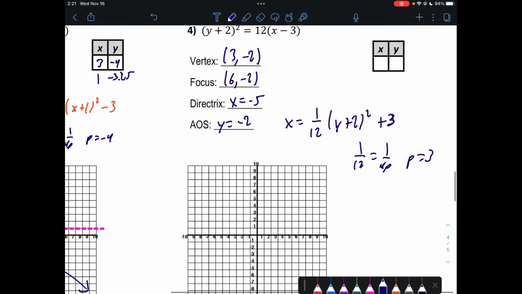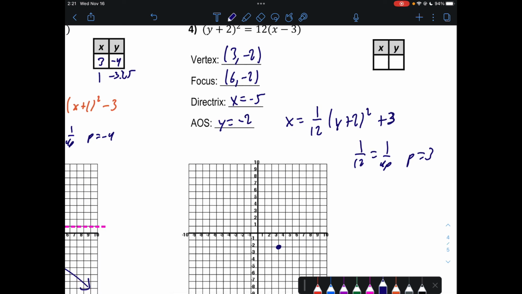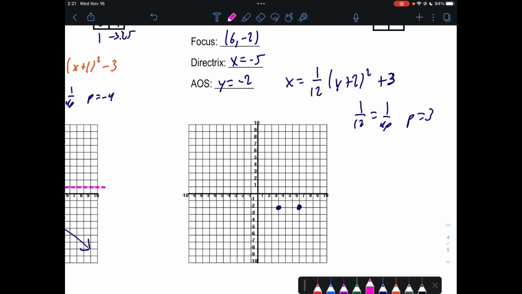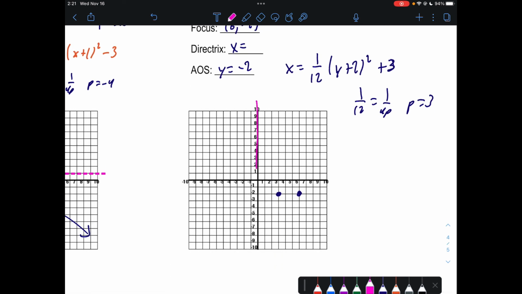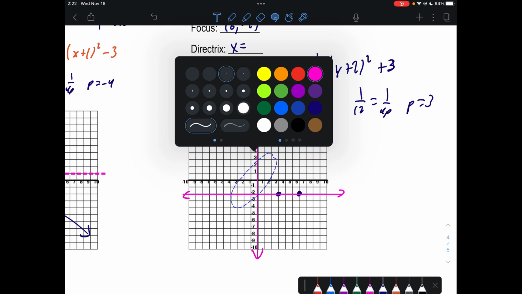All right, so let's plot what we got here. 3, negative 2 is our vertex. 6, negative 2 is our focus. Directrix, which I had wrong there, that's not x equals negative 5, I'm sorry. 3 to the left of that would be x equals 0. So my directrix should be x equals 0. Just noticed that right now. And then y equals negative 2 is my axis of symmetry. Okay, make sure those are dashed lines.